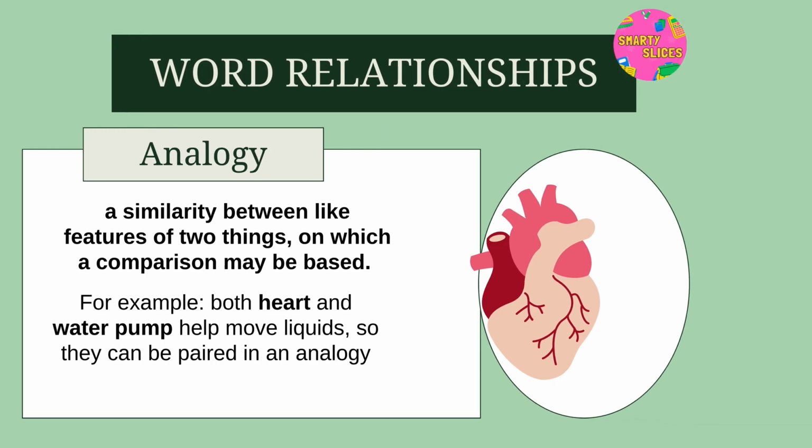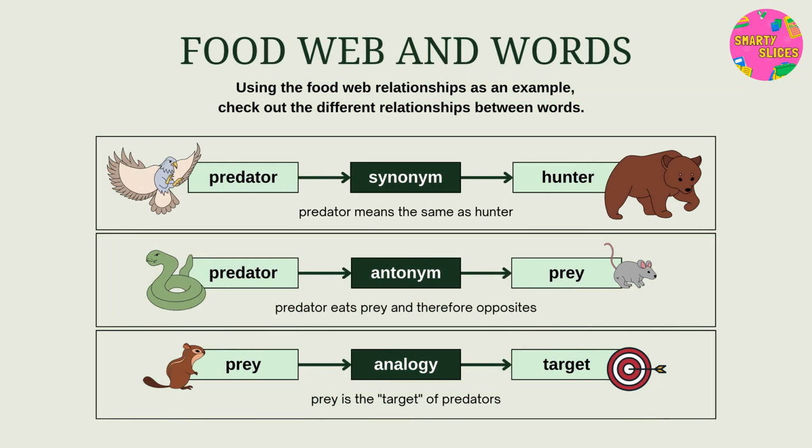Let's spice things up by connecting word relationships to the food web. Think of a pigeon and a bear. Both are hunters or predators. Predator and hunter mean nearly the same thing. That's a synonym. Now picture a snake and a rat. The snake hunts, the rat gets hunted. They're opposites, like predator and prey. That's an antonym. And here's the fun part. A squirrel being hunted is like a target. Totally different words, but similar roles. That's an analogy. See? Words have wild relationships too, just like animals.